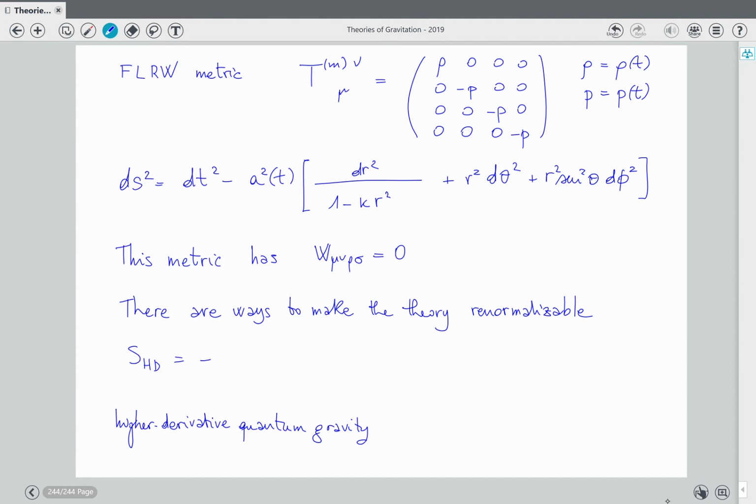What is this? It is the Hilbert term with a cosmological constant. Let me put a parameter zeta in front of R, and then you just add the two quadratic terms. This theory is renormalizable. So what's different with respect to the previous theory?